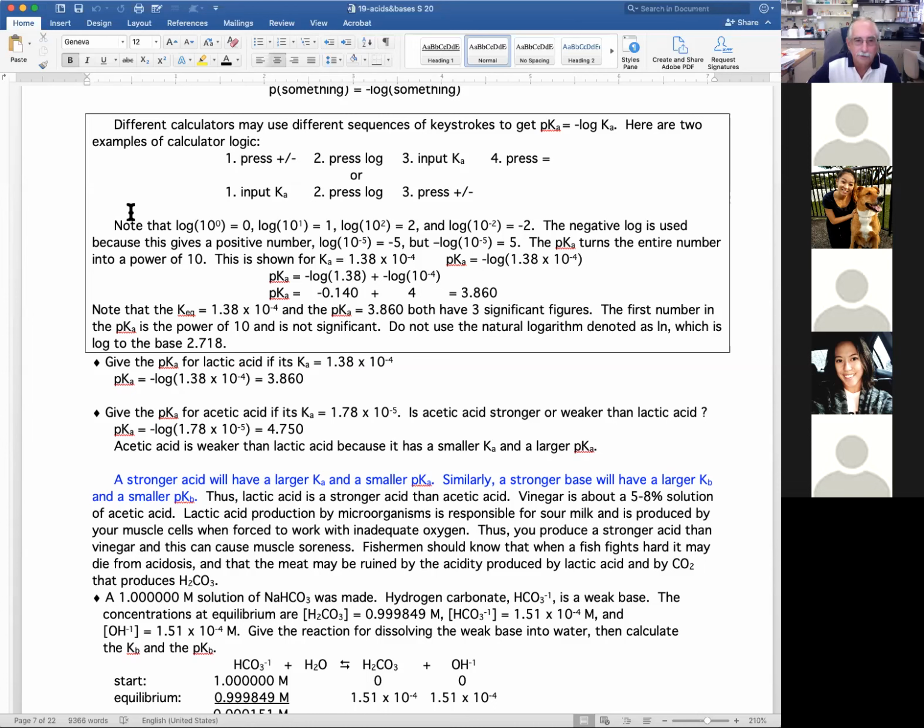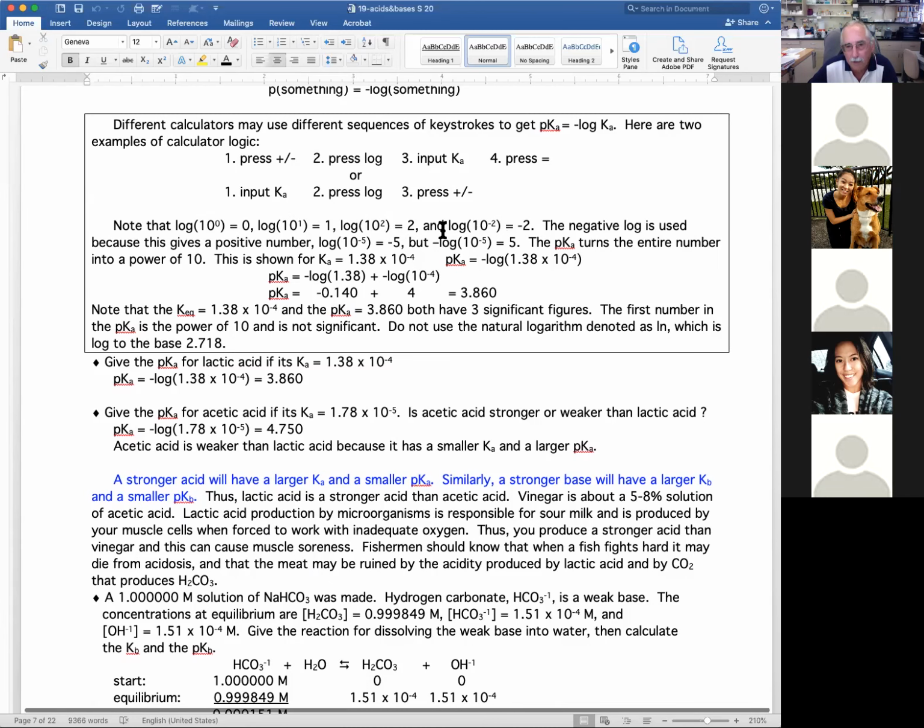So note that the log of 10 to the 0 is equal to 0, because 10 to the 0 is 1, right? So the log of 1 is 0. The log of 10 is 1. The log of 10 to the 2 is 2. The log of 10 to the minus 2 is minus 2. This is the reason why we put the negative over here to turn this into a positive number.